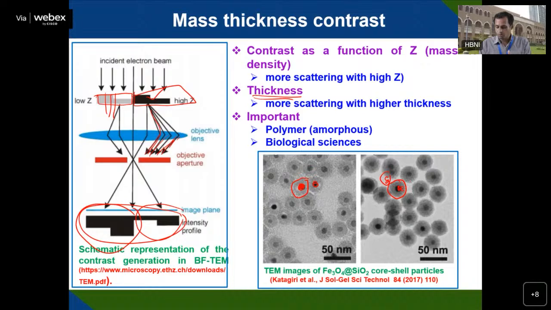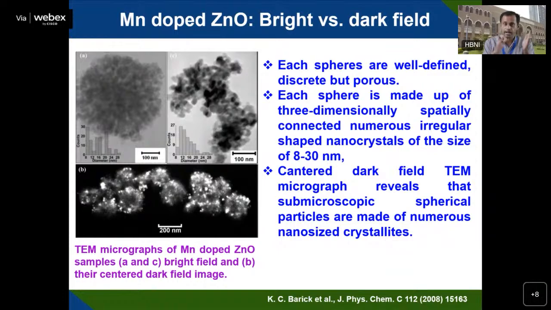Now let's see how bright field and dark field differ. This was a bright field image that you are getting here. In the case of a bright field image, you get a darker, gray image. You can see how these particles appear: here it is more dark, here less dark, because here multiple particles are arranged in an assembled structure. It's a zinc oxide assembly structure. Because of that, you see a darker portion at the center, while the surrounding area is a lighter image.